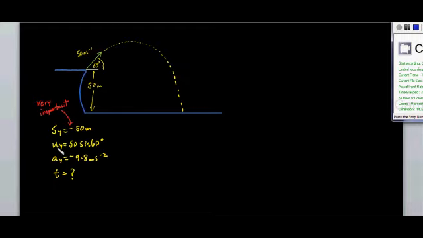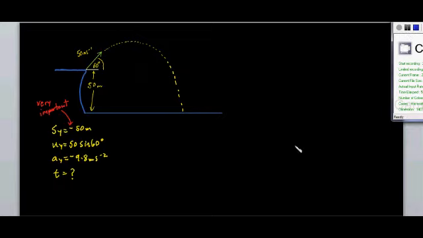That's very important. Uy is 50 sine 60 degrees, that's that component there. Ay, of course, is minus 9.8 meters per second squared, which means it's minus 9.8 meters per second down, and we're asked to find the time. As soon as we find the time, we can determine how far across it goes.